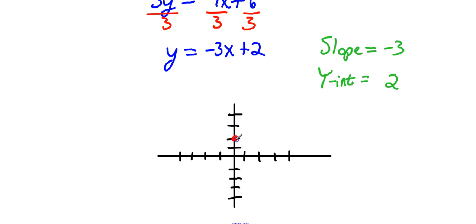You're going to start at positive 2. Slope is negative 3, but again, when you get ready to graph it, if it's a whole number, just put it over 1. So from there, go down 1, 2, 3, over 1, and you've got your next point there, and then just connect the dots.